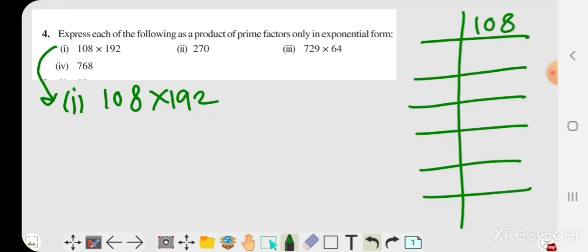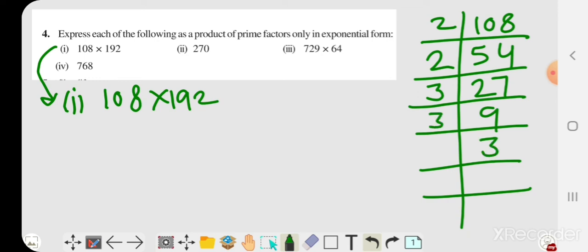It is divisible by 2 as it is an even number. 2 5s are 10, 2 4s are 8. Then 2 2s are 4, 2 7s are 14. Now 27 is divisible by 3 only. 3 is a prime number. 3 9s are 27. 3 3s are 9. 3 1s are 3. So I have got those factors for 108. Means 2 square, that is 2 two times, and 3 cube.